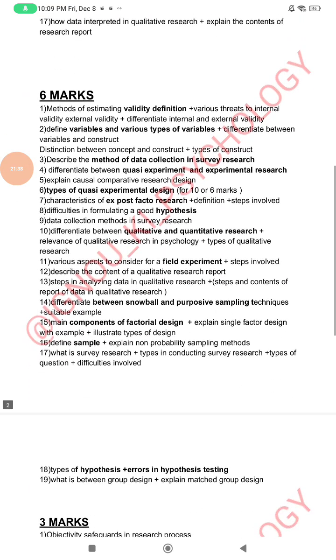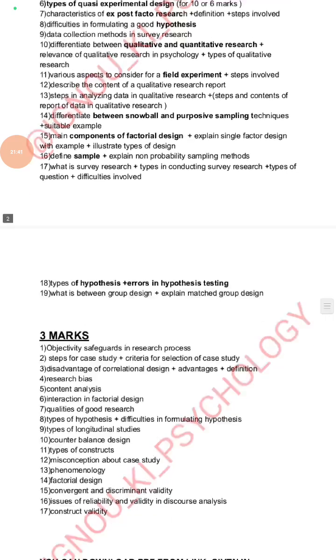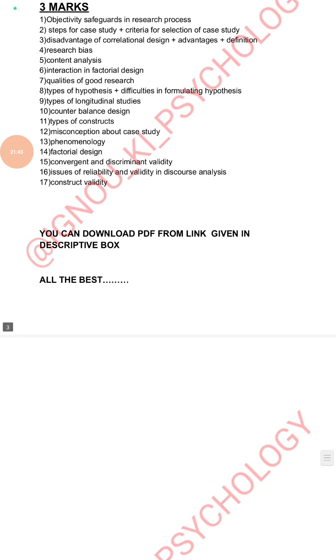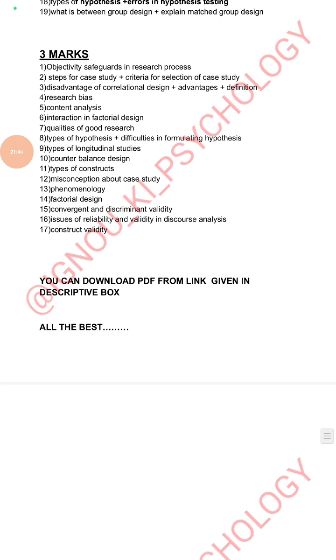Please prepare this well, all the topics, so you can write very well in the examination. You can download the PDF from the link given in the description box, from my Telegram channel IGNOU की psychology. So please revise all these topics thoroughly before your examination.